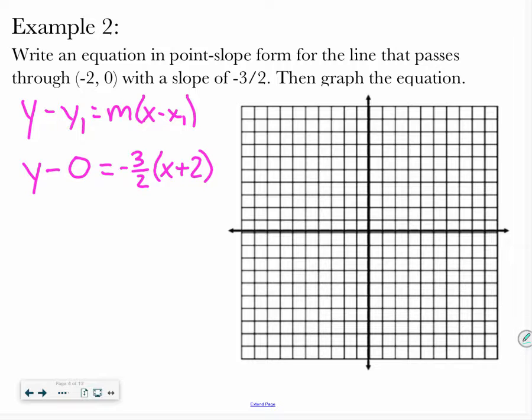Now we know our points. We go to negative 2, 0. We put a dot. We have a slope of negative 3 halves. So I can either treat it like this or like this. It doesn't matter which one you make negative. So I could go down 3 and right 2, or I could go up 3 and left 2. I just have to connect my points for my graph. Okay, so I start at the point that's given, and then I just use my slope to graph the equation.